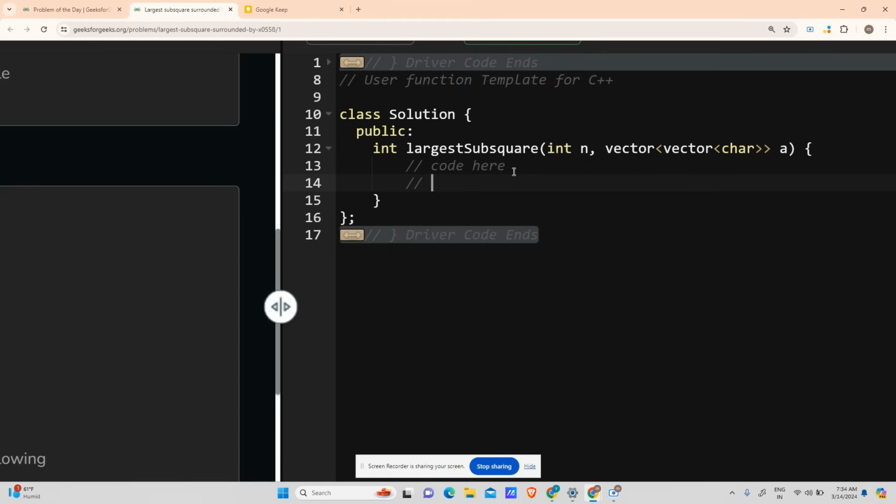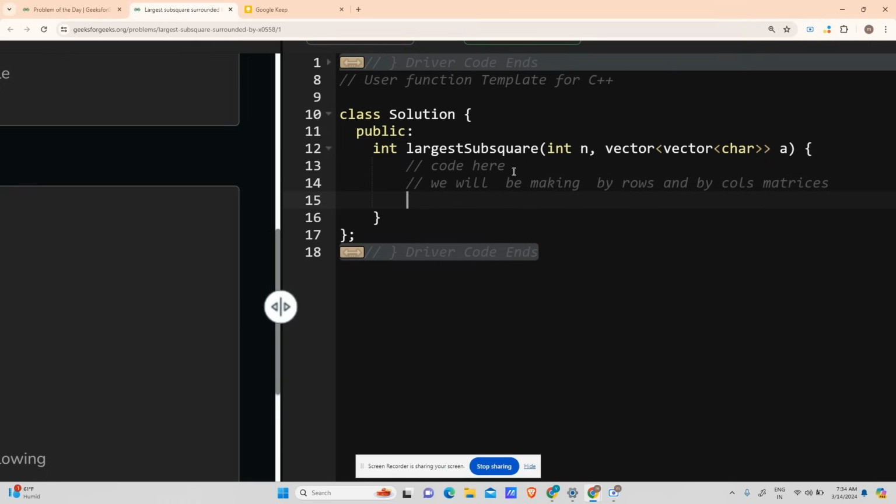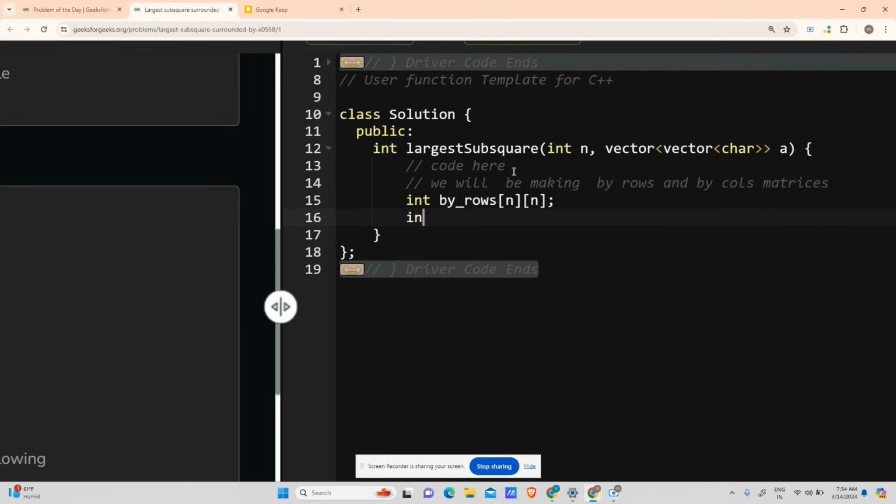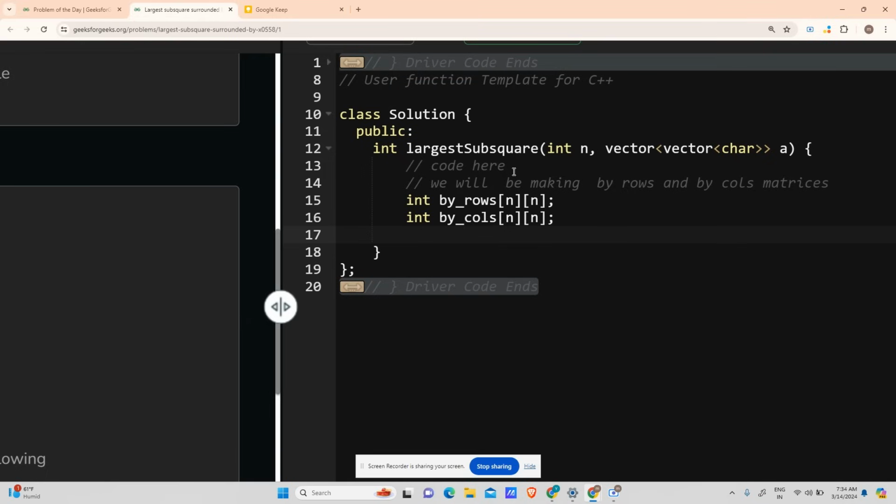And now what we will do is, we will be making by rows and by calls matrices, right? Okay. So int by rows, I'm not taking a vector this time because I know the dimensions already. So n comma n, right? Now for int i equals to 0, first filling up the by rows, so n, i plus plus.